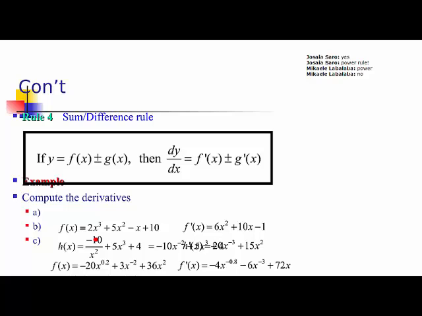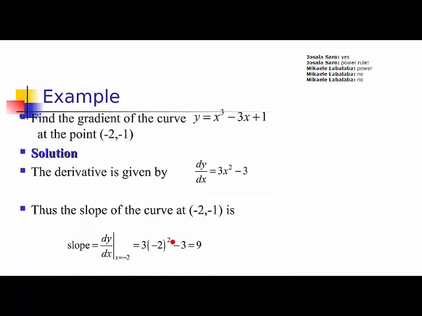Anyone confused with this kind of equation? Okay, seems to be easy, right? Now, the question says that we need to find the gradient of the curve y equals x cubed minus 3x plus 1 at the point negative 2 and negative 1.